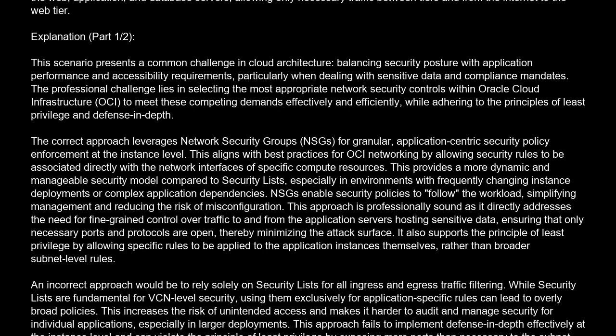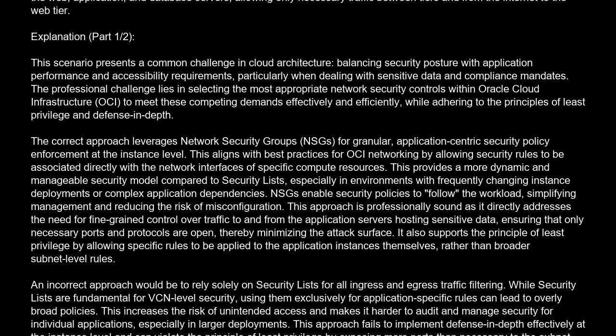Correct answer is A. Implement network security groups, NSG, to define granular ingress and egress rules for the network interfaces of the web, application, and database servers, allowing only necessary traffic between tiers and from the internet to the web tier. Explanation. This scenario presents a common challenge in cloud architecture: balancing security posture with application performance and accessibility requirements, particularly when dealing with sensitive data and compliance mandates.